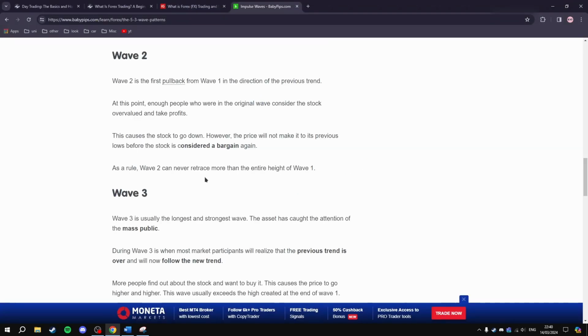At this point, enough people who were in the original wave considered the stock overvalued and took profits, so they sold it. So the original people who bought it, who made the price go up when they bought it, now sold it, right?